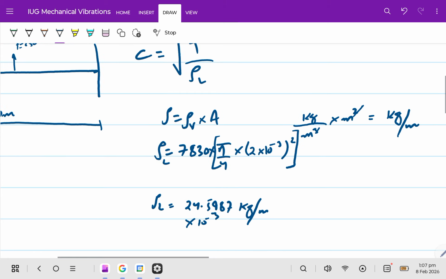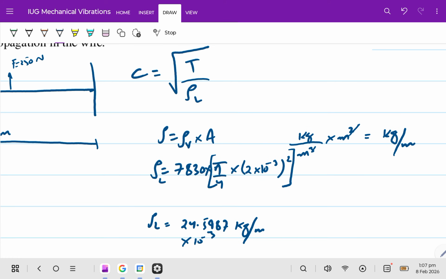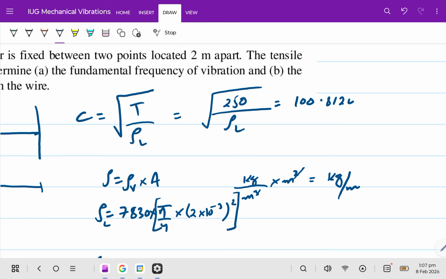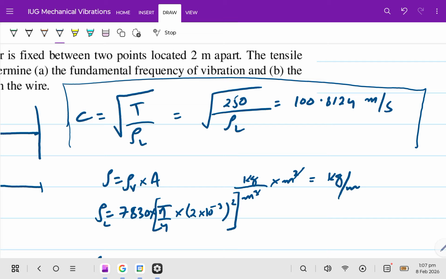So we have the linear density now. You can substitute that one here. It will be under root 250 divided by linear density, and if you solve this one, you will end up getting 100.8124 meter per second. That is the speed or velocity of wave in the string.